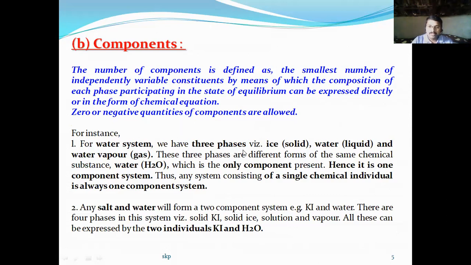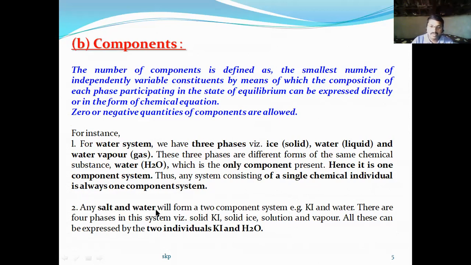In the water system we have three phases, that is ice, water, and vapor, that is solid, liquid, and gas. These three phases are different forms of the same chemical substance, that is H2O, which is the only component present. Hence it is a one component system. Thus any system consisting of a single chemical individual is always a one component system.